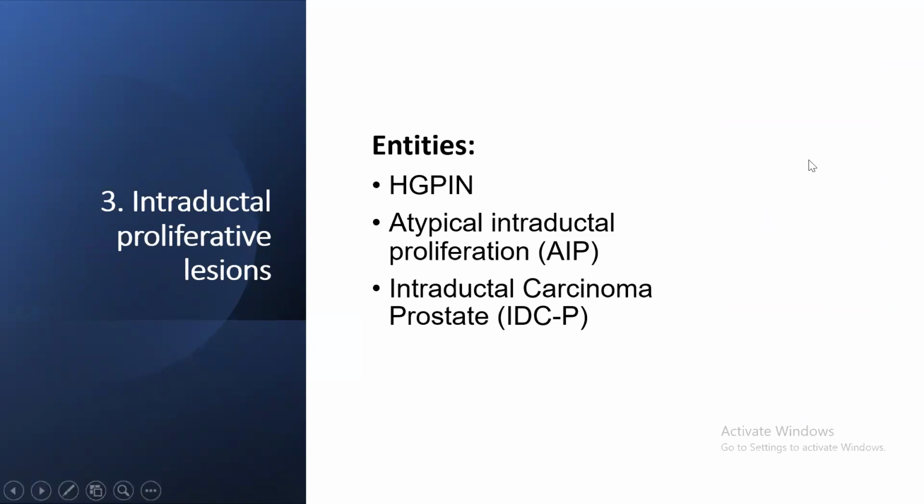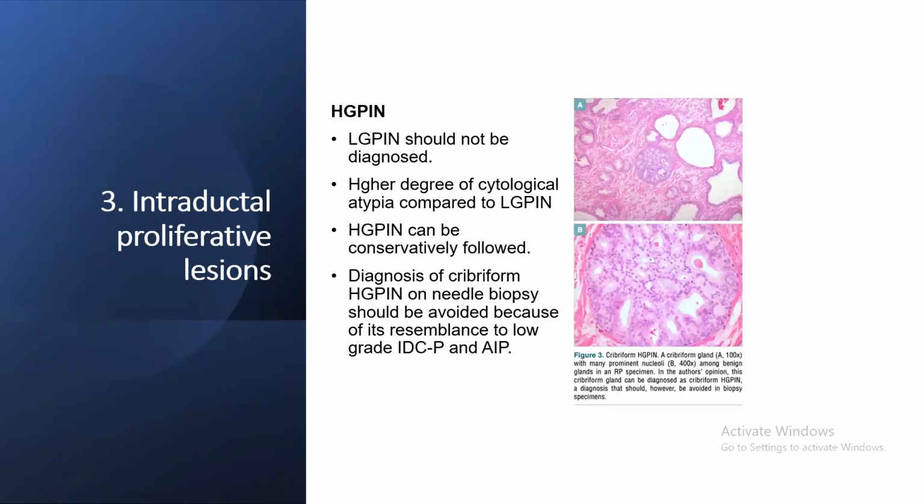Then we have entities in the intraductal proliferative lesions: high-grade PIN, atypical intraductal proliferation, and intraductal carcinoma of the prostate. All these three are said to be a spectrum. High-grade PIN progresses to atypical intraductal proliferation, and then subsequently to intraductal carcinoma. In context with high-grade PIN, remember that low-grade PIN we don't report at all. So low-grade PIN is not to be reported.